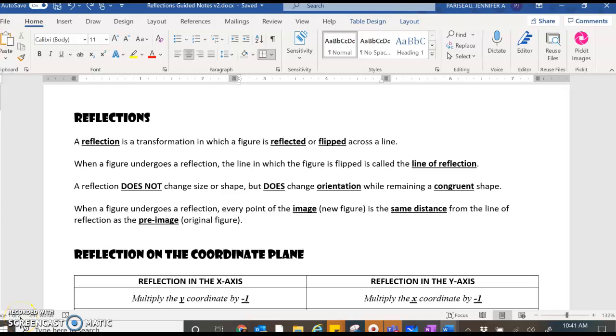Hello, everybody. Today we are going to talk about reflections. For this one, if you don't have everything already filled in, we'll take a look.